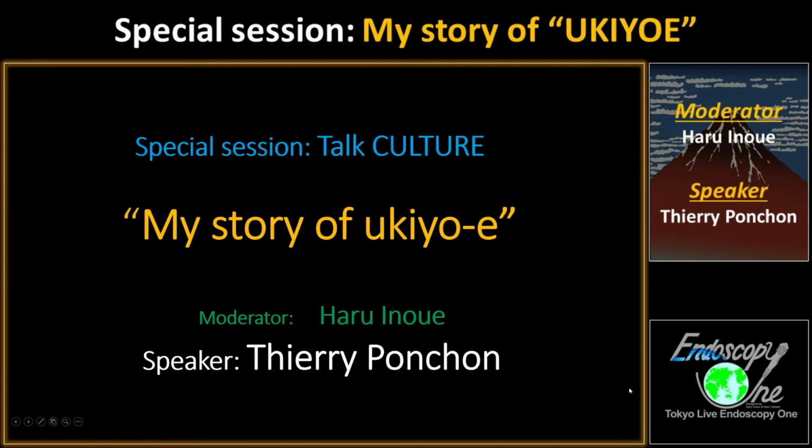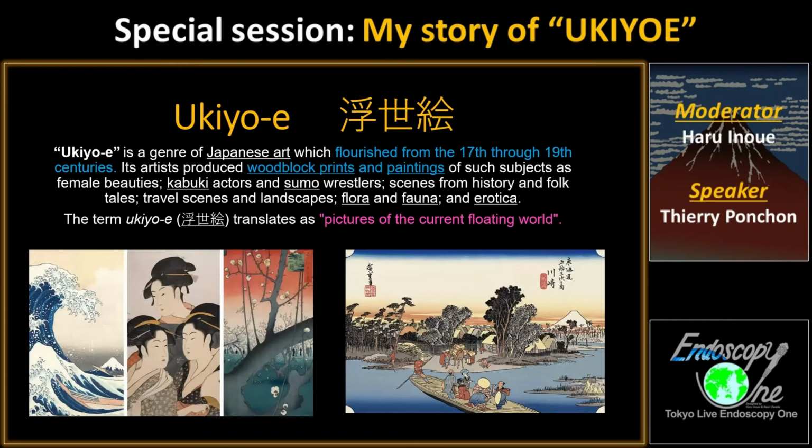Ukiyo-e, on the right-hand side you can see the Japanese letters. Ukiyo-e flourished from the 17th to 19th centuries. They are woodblock prints, and ukiyo-e itself can be translated as the picture of the current floating world. That is the meaning of ukiyo-e.